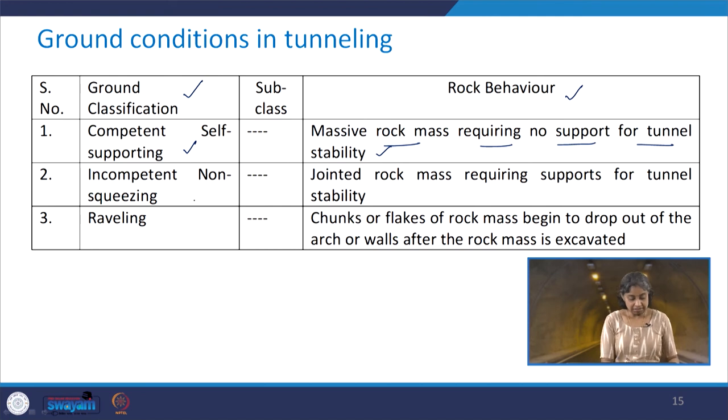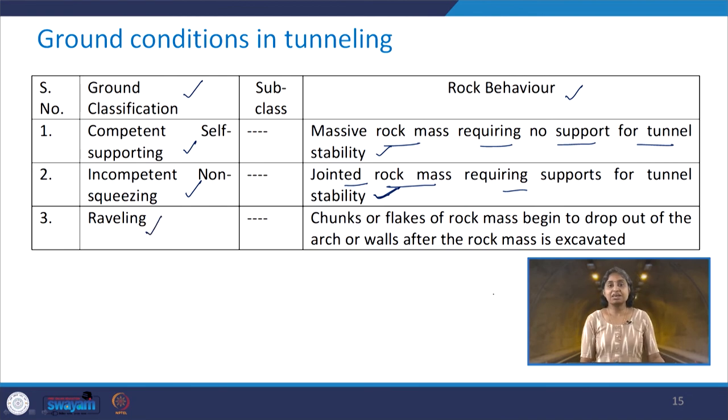The second type is the incompetent non-squeezing ground classification. Here the rock behaves as a jointed rock mass which requires support for tunnel stability. In case you have the raveling kind of ground condition, chunks or flakes of the rock mass begin to drop out of the arch or maybe the side wall once you excavate the rock mass.